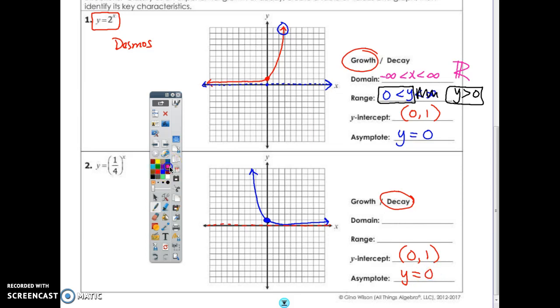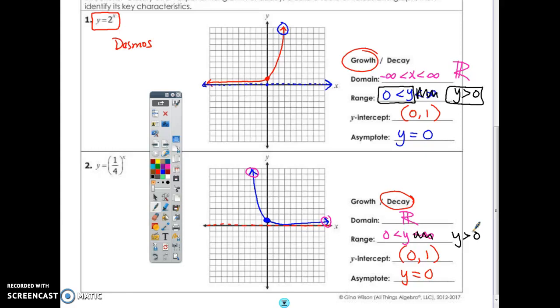Okay, what about my domain? What is the leftmost point to the rightmost point? Infinity, because it's going to go to the left forever and ever, and it's going to go to the right forever and ever, so that's all real numbers. What about the range? What is the lowest that it goes to? 0, that's the asymptote. What is the highest that it goes to? Infinity. So we're going to write it like this. 0 all the way to infinity. And we're going to get rid of the infinity side and just say y greater than 0.